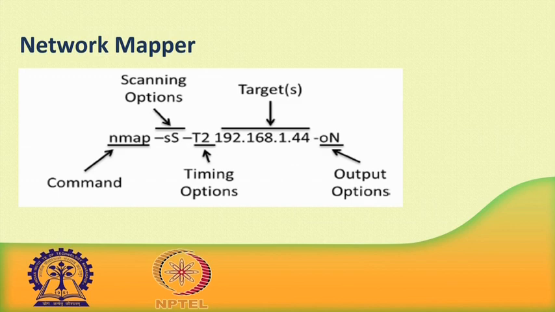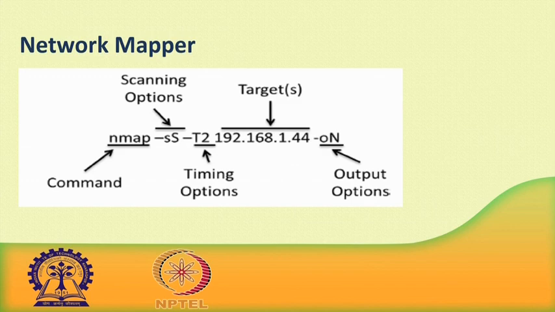Normal mode is the default, and so dash capital T3 does nothing. Aggressive mode speeds up scans by making the assumption that you are on a reasonably fast and reliable network. Finally, insane mode assumes that you are on an extraordinarily fast network or are willing to sacrifice some accuracy for speed.